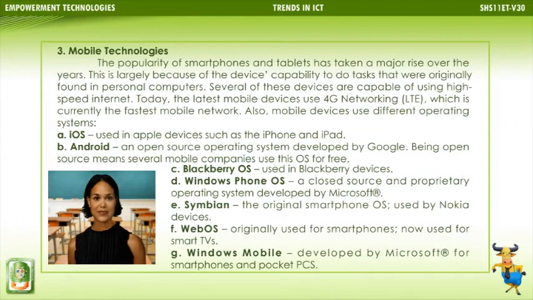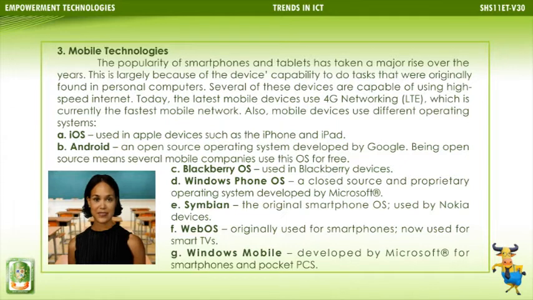3. Mobile technologies. The popularity of smartphones and tablets has taken a major rise over the years. This is largely because of the device capability to do tasks that were originally found in personal computers. Several of these devices are capable of using high-speed internet. Today, the latest mobile devices use 4G networking, LTE, which is currently the fastest mobile network.